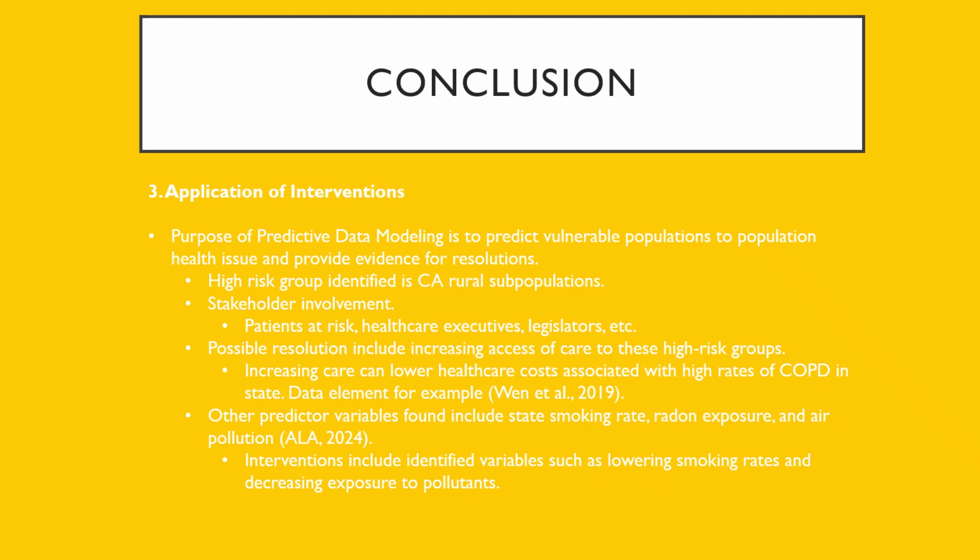Other predictor variables found in the predictive data modeling include smoking rate, radon exposure, and air pollution. The interventions can include identifying variables such as lowering smoking rates and decreasing exposure to these pollutants.